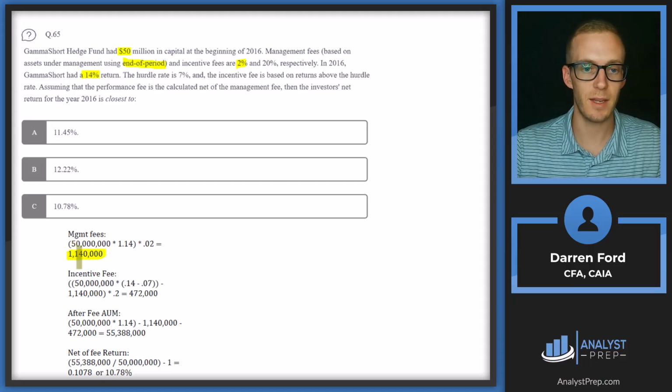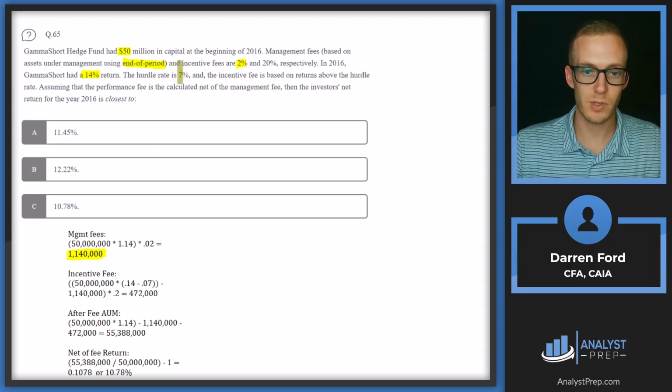And then that incentive fee is going to have that hurdle rate of 7%. So we're going to earn 20% of the profits over 7%. So we're going to take 50 million times 0.14 minus 0.07 to give us the amount of profit that we earned above the hurdle. And then from there, we have to subtract out the management fee since we are net of management fee on the incentive performance fee calculation. And then multiply that by the performance fee lastly of 0.2. So that gives us 472,000 for that fee.